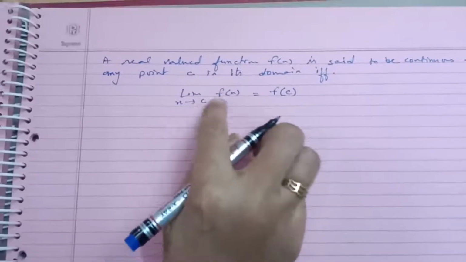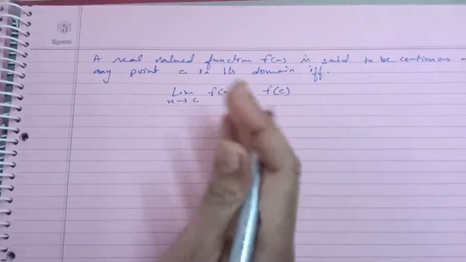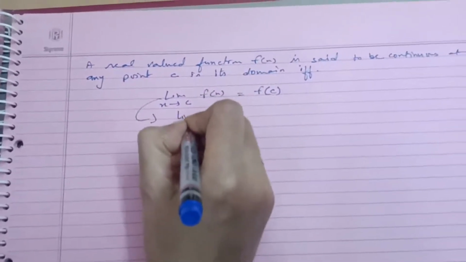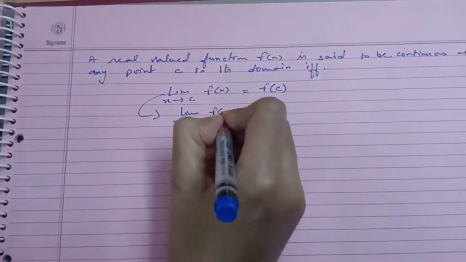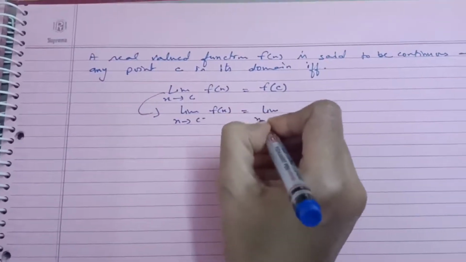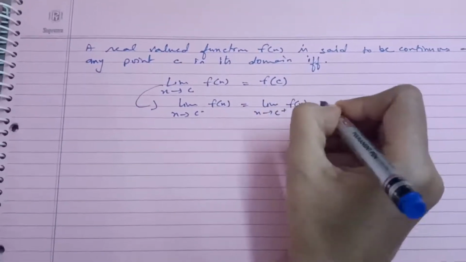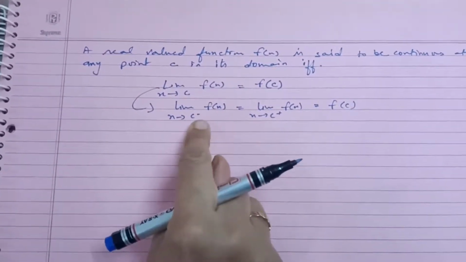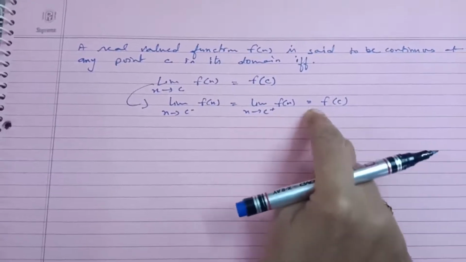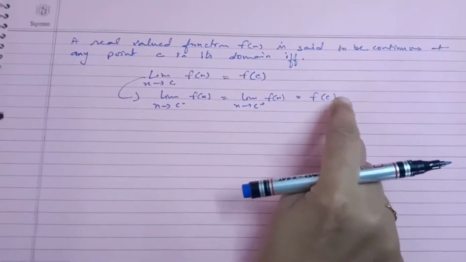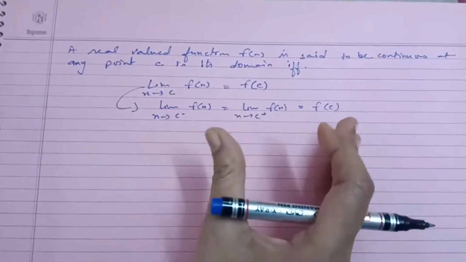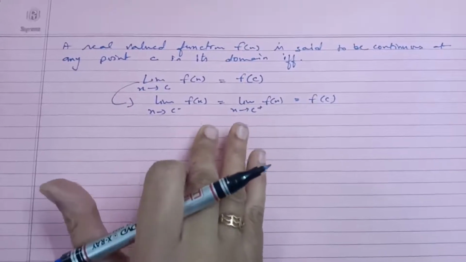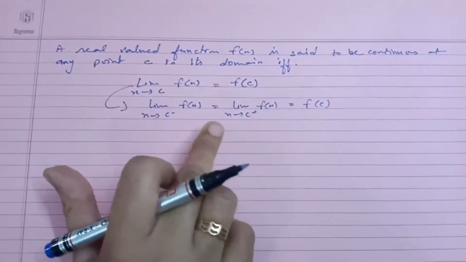The limit exists when, you know, in 11th we have studied, the limit exists when the left hand limit equals the right hand limit. So in a more elaborate way we will say that the limit as x tends to c minus of f(x) must be equal to the limit as x tends to c plus of f(x), must be equal to the function's value at that point. Means the left hand limit of the function at that point must be equal to the right hand limit and must be equal to the function's value at that point. Okay, and all three should exist, then the function is said to be continuous.